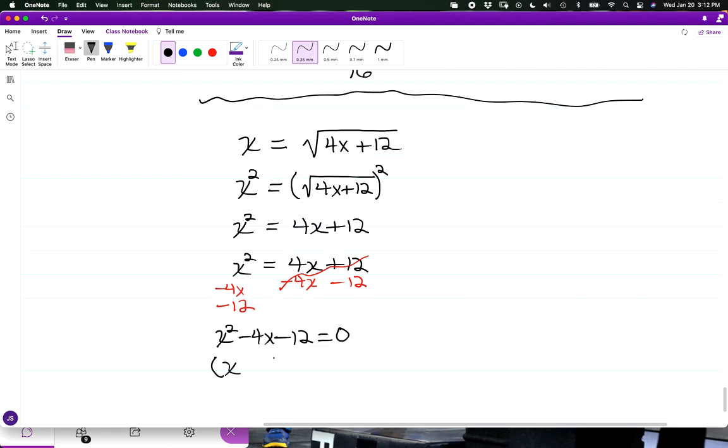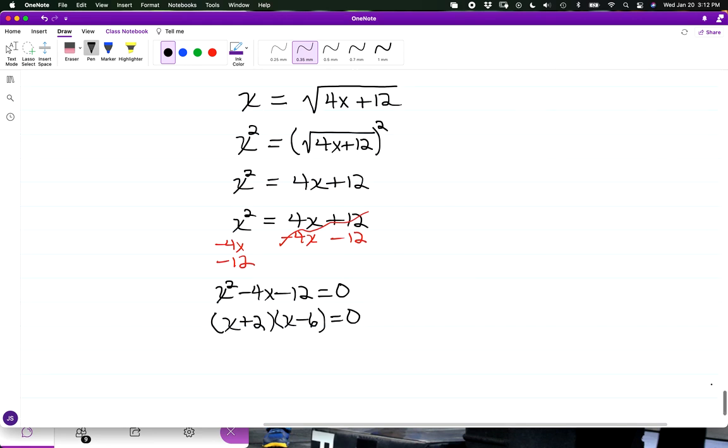And looking at factoring, x squared goes to x and x. Factors of negative 12 whose sum or difference will be minus 4: we have x plus 2 and x minus 6. And applying the zero product property, one apparent solution for x will come from setting x plus 2 equal to 0, where we have x equal to negative 2. And for x minus 6 equal to 0, we have the other possible solution for x, which is 6.